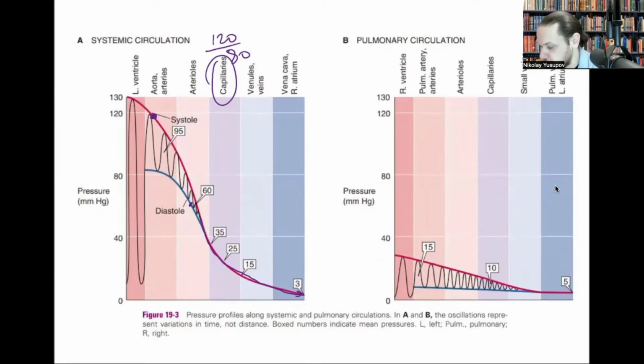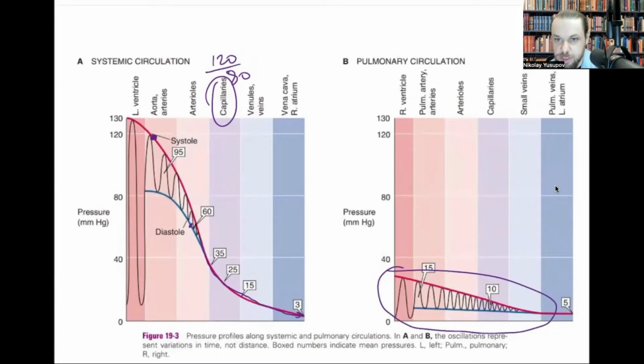Your pulmonary circulation, right, we have the pulmonary artery. You notice how much less pressure there is in your pulmonary system, right? Your pulmonary artery pressure is maybe like 25/10, right? And it makes sense because the pulmonary circuit is not as extensive as your systemic circuit, and you don't have to generate such high pressures to pump the blood to your lungs.